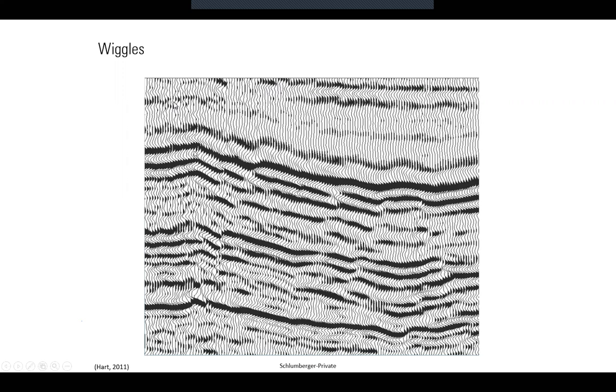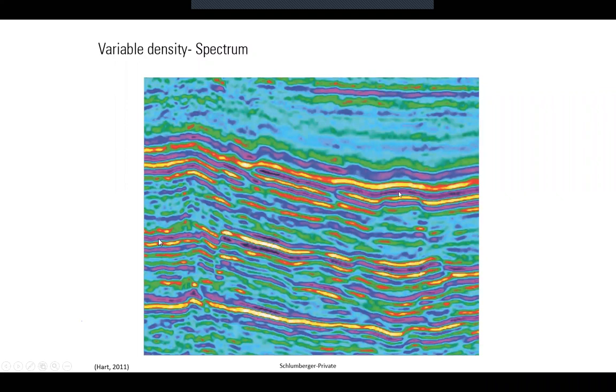From here, we can easily see that there is a reflector, right? There is a contact between two units, very distinctive. That's one, and this is how we look at it in wiggles, and this is how we look at it with a variable density, with a spectrum. So it's not only black and white. Here the amplitude is very big, and here it's very small, and that is affected by the color. What's greenish represents a small amplitude and yellowish represents a very high amplitude.